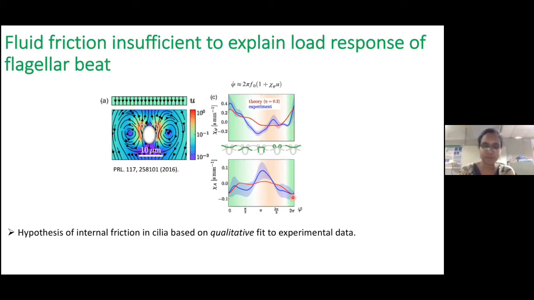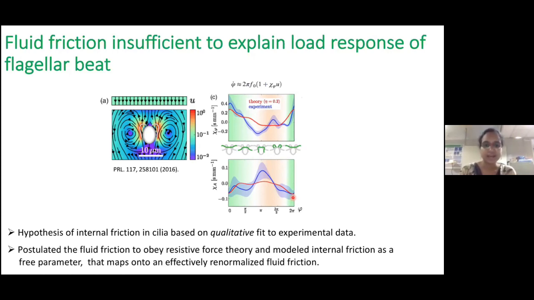So standard fluid drag was not enough to capture the changes in flagellar beat in response to a steady uniform flow. And what the authors did was to model internal friction as some kind of effectively renormalized fluid friction, and found that the theory and experiment match can be made. So in this experiment, there is room for improvement, in the sense that currently the internal friction is just the same as fluid friction, and with a magnitude which is scaled up.